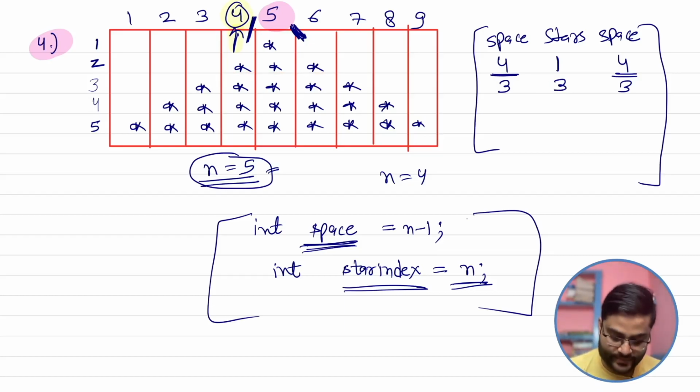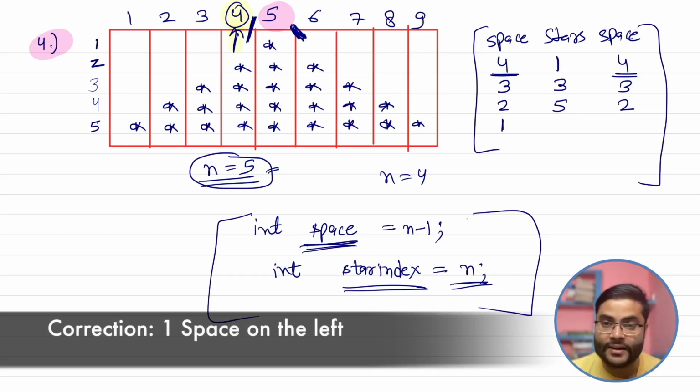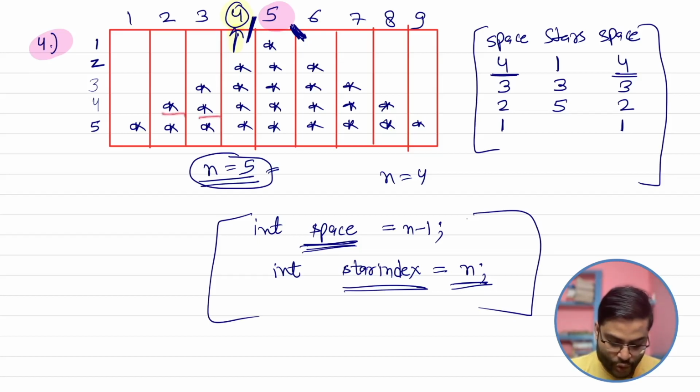In the third line how many spaces are there? Only 2 spaces on the left and 2 spaces on the right. How many stars? 1, 2, 3, 4, 5. So 5 stars are there. In the next line there is only 1 space on the left and 1 space on the right. How many stars? 1, 2, 3, 4, 5, 6, 7. 7 stars are there. In the last line we have 0 spaces on the left and 0 spaces on the right. And how many stars? 1, 2, 3, 4, 5, 6, 7, 8, 9. So 9 stars are there.